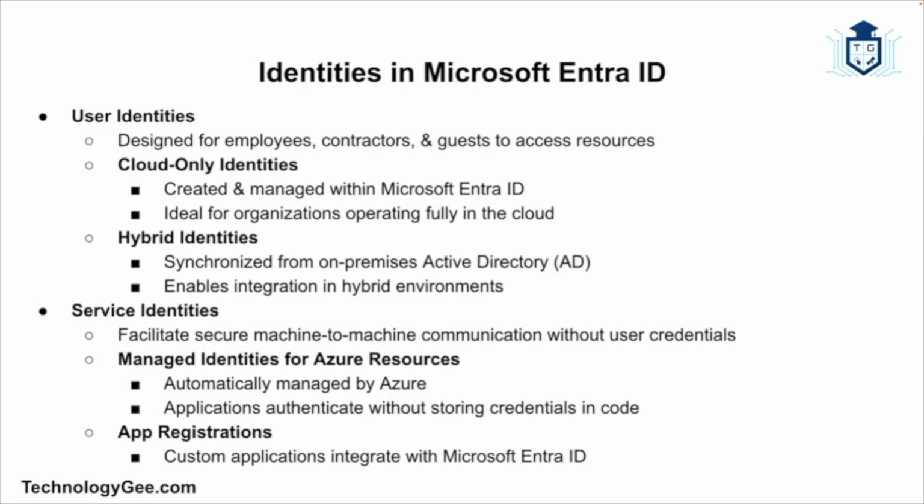Next, we have what are called service identities. These are used by applications, services, or automation tools to access resources securely. These identities facilitate machine-to-machine communication and ensure security without requiring user credentials. Within that, we have what are called managed identities for Azure resources. These are automatically managed by Azure, and they allow applications to authenticate without storing credentials in code. And then we have app registrations. These are used for custom applications that need to integrate with Microsoft Entra ID.